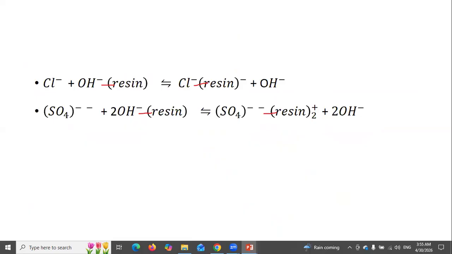Exchange of chloride ion, exchange of sulfonate ion.